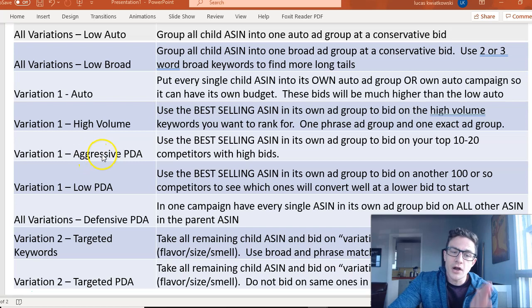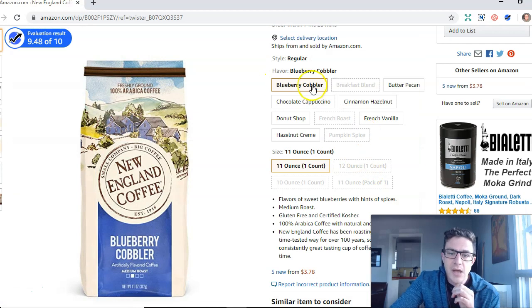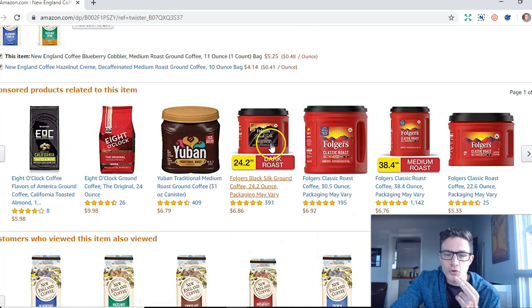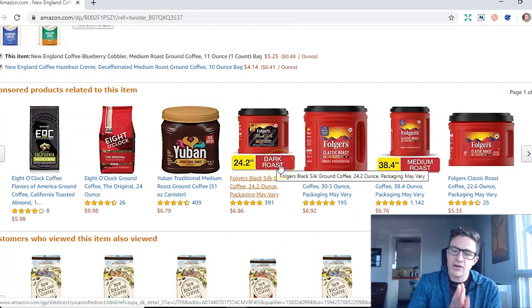Also want to do one aggressive PDA with your best-selling ASIN. A lot of people, and again, PDA is product display ads where you bid on competitors. Use the best-selling ASIN, just like you're bidding on your top keywords, to bid aggressively on your top 10 to 20 competitors. Because if you go down here and you bid on Folgers dark roast generic flavor with your blueberry flavor, it's not going to work.